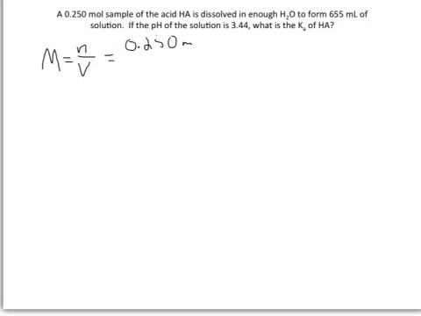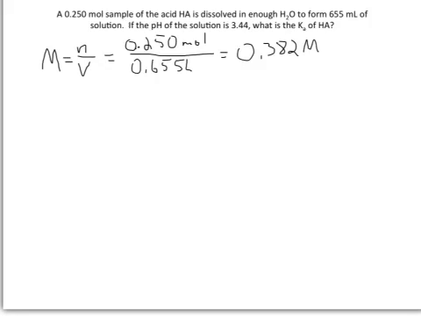So I have 0.250 moles. I need the volume in liters, so 655 milliliters divided by 1,000 gives me 0.655 liters. And so my initial concentration of acid is 0.382 molar.